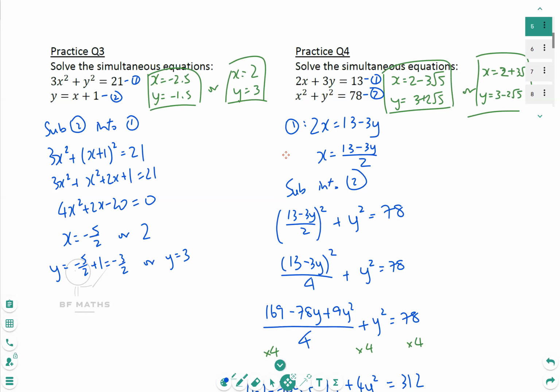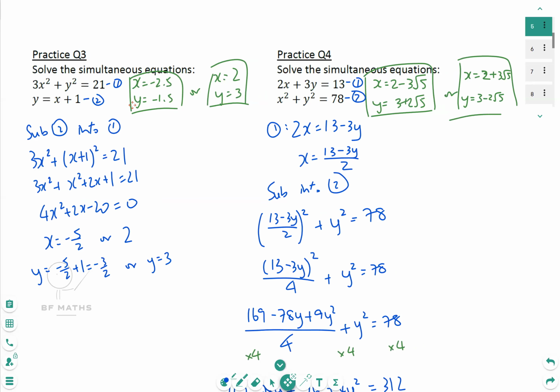So here are the answers for question 3 and 4. For question 3, you should get 2 pairs of answers: x equals minus 2.5 and y equals minus 1.5, or x equals 2, y equals 3. And for question 4, you get 2 pairs of surd form values. Now, this could be quite common in A-level maths. Just because they're in surd form doesn't mean they're wrong. So x equals 2 minus 3 root 5 and y equals 3 plus 2 root 5. Make sure you don't mix up the wrong pair: x equals 2 plus 3 root 5, and y equals 3 minus 2 root 5.